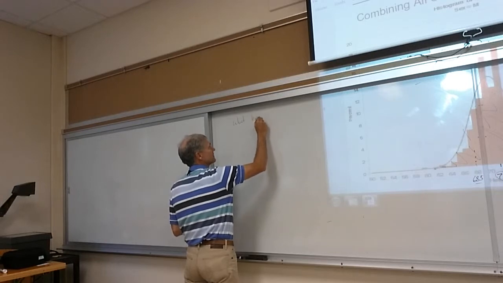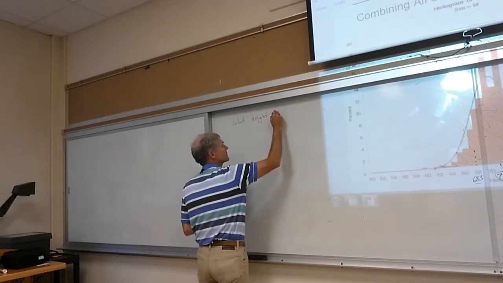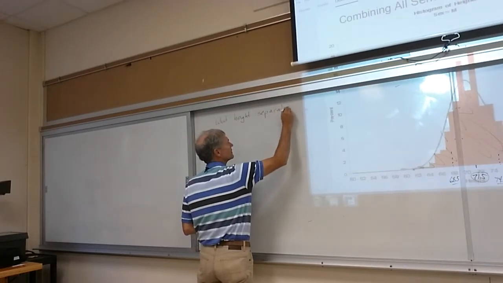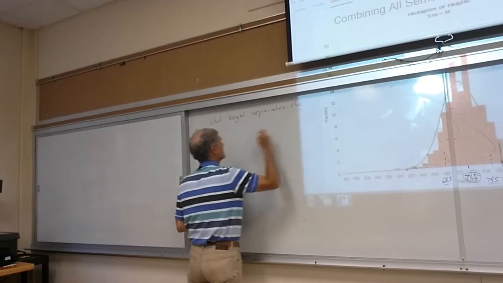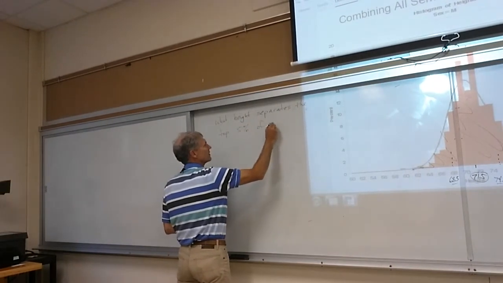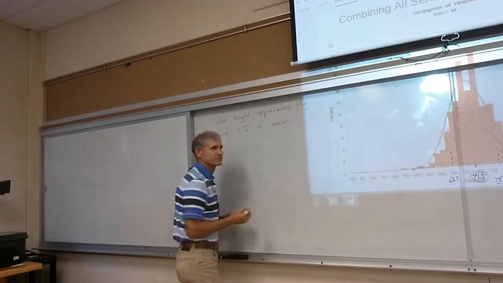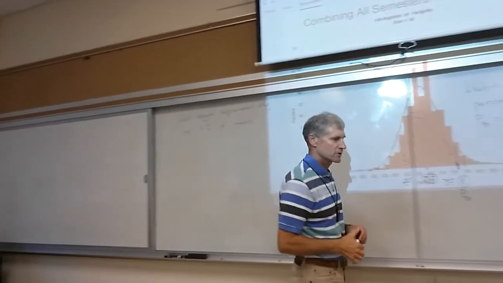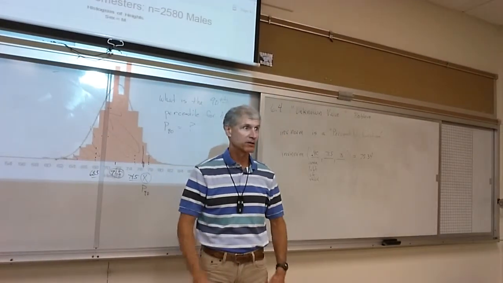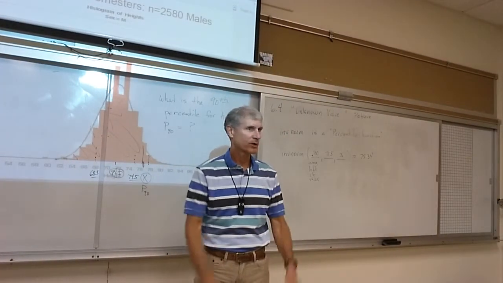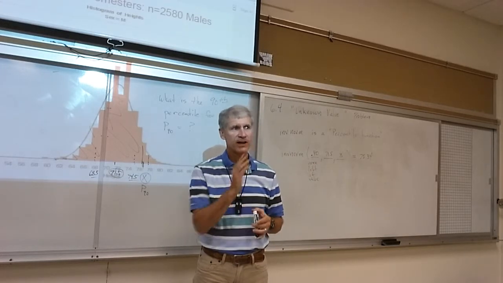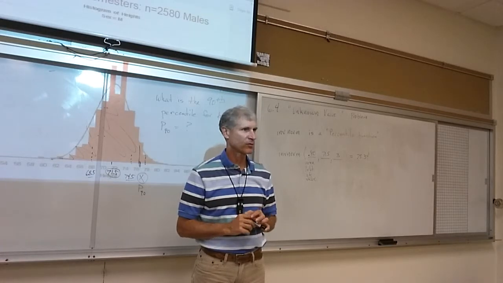What height, I'm not sure how to say this, separates the top 5% of males? In other words, somebody goes to the doctor, they measure their height and go, wow, you're in the top 5%. What value is the boundary of the top 5%? Find that one on your calculator without my help.